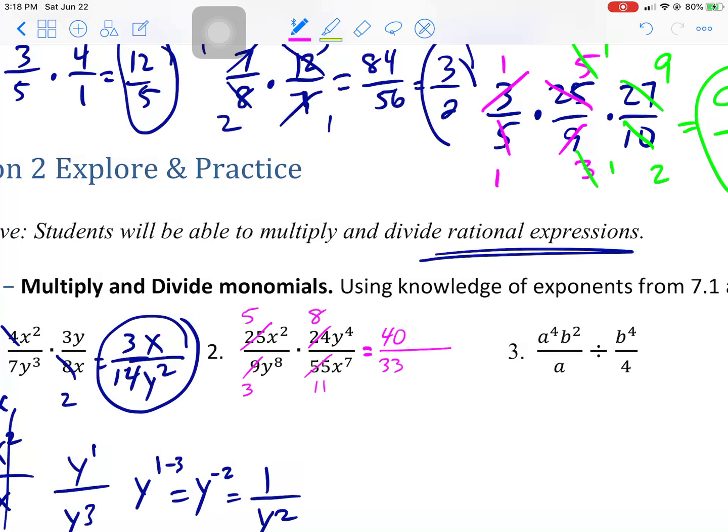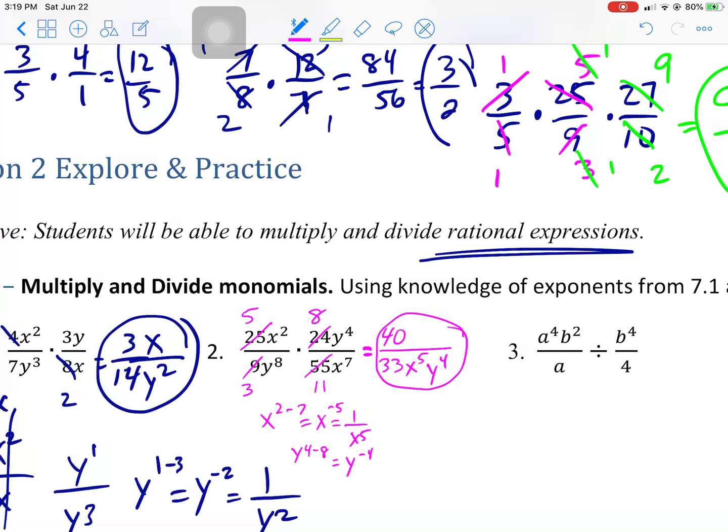Let's see, x's. I've got 2 x's on top, 7 x's underneath. That's going to leave me 5 x's, and they need to go on the bottom. The y's are, let's see, I've got 4 y's on top. Y's going to be 4, and they're also on the bottom. That's my answer. Okay.